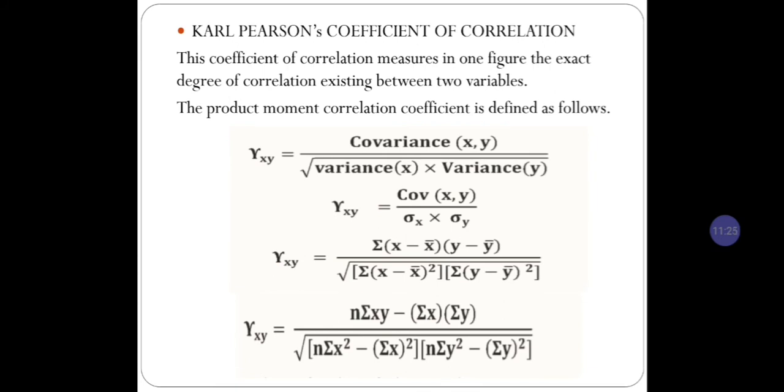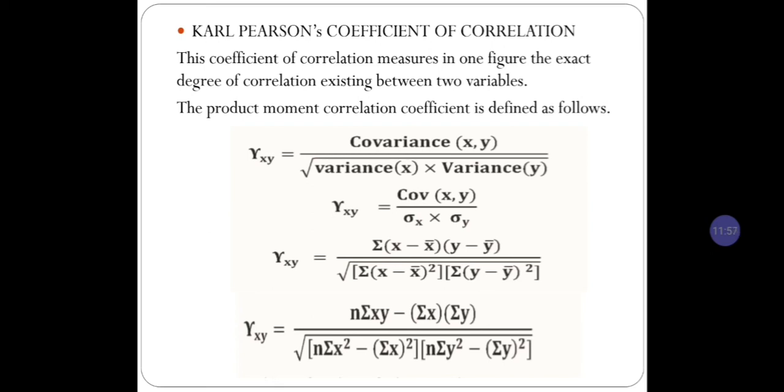Then Karl Pearson's coefficient of correlation. This is the formula we will be using. The coefficient of correlation measures the degree of correlation existing between two variables. The product moment correlation coefficient R. So here we will be finding R. R is the covariance of x and y divided by the standard deviation of x and the standard deviation of y.